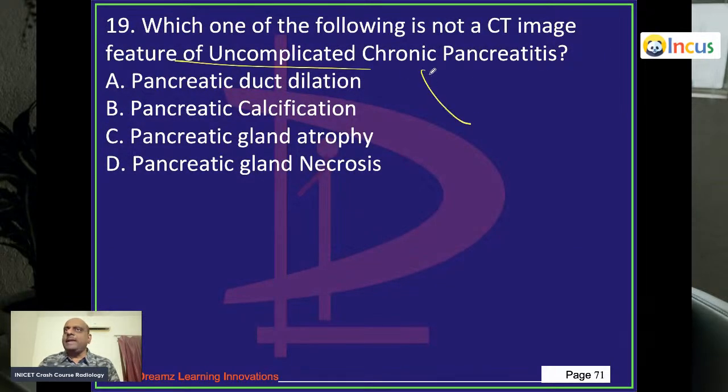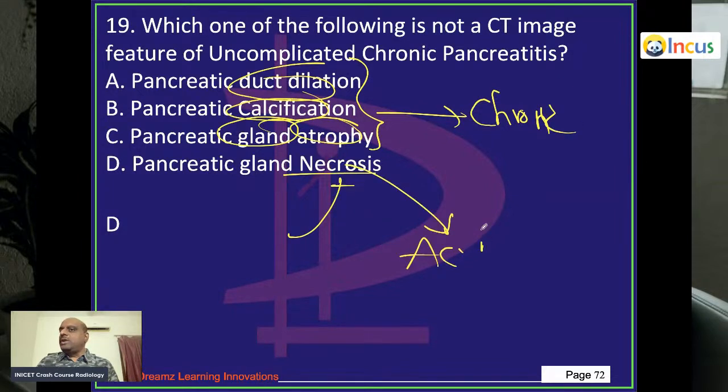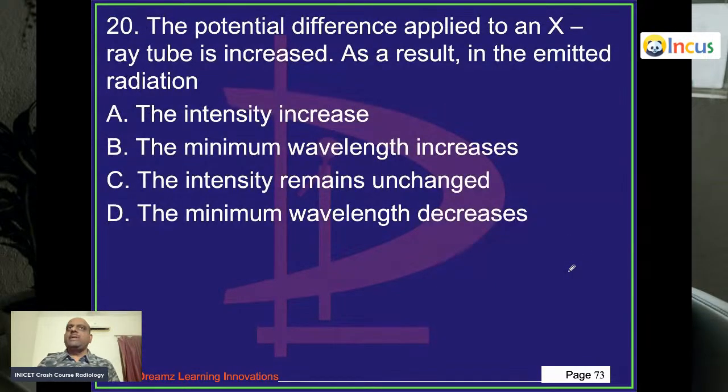Now, uncomplicated chronic pancreatitis, what do you see? This we recently discussed. Calcification, duct dilatation, gland atrophy, they are all the features of chronicity. Whereas necrosis is a feature more of acute pancreatitis, is what you need to basically remember, doctor.